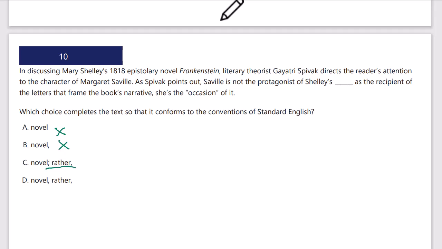Semicolon with a conjunctive adverb, comma. As Spivak points out, that's a dependent clause. Saville is not the protagonist of Shelley's novel. Independent clause. Okay. Then we have the semicolon. And then I think we're going to have an independent clause. Rather, comma, as the recipient of the letters that frame the book's narrative, comma, she's the occasion of it. That's an independent clause with this dependent clause parenthetical in between, which is why we have that comma there. That's the first opening parenthetical comma, and that's the ending one there. This is correct. C is going to be correct. Semicolon with the conjunctive adverb, comma.